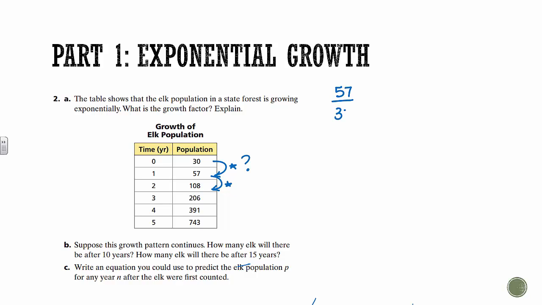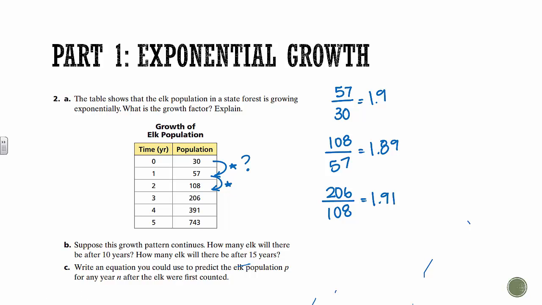57 divided by 30. If you divide that, you get exactly 1.9. And then we should check with some of the other ones. If we do 108 divided by 57, you end up with something close to 1.89. And then we could even do the next one, 206 divided by 108. And you get 1.91. So all of these are right around 1.9. We're going to say that 1.9 is our growth factor.